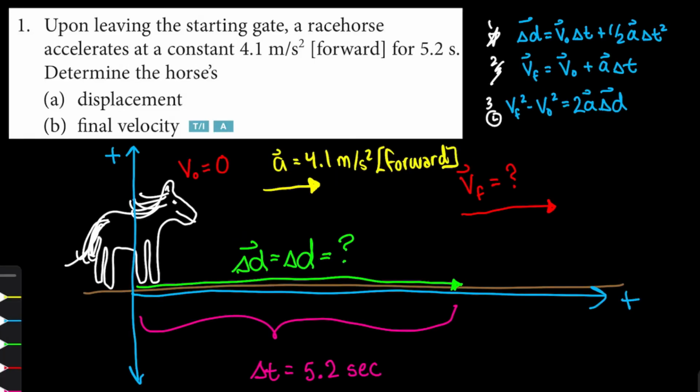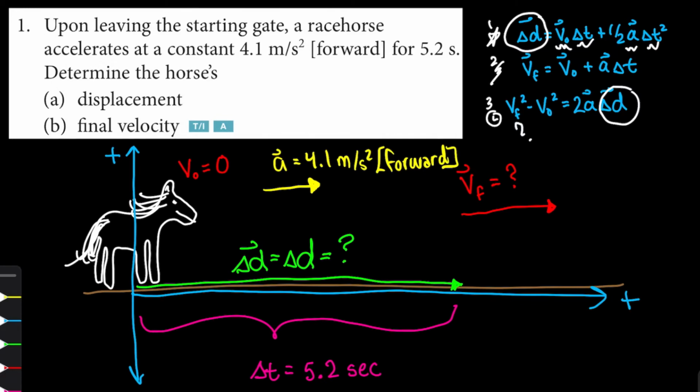Alright, so now that we have the equations of motion, we look at what they were asking us. So we're looking for displacement. So our target is going to be either from equation 1 or equation 3. But we don't have the final velocity, so equation 3 wouldn't be the best choice in this case. But notice that in equation 1, we have the initial velocity, the acceleration, and the time interval. So this equation is probably the one that we're going to have to use.